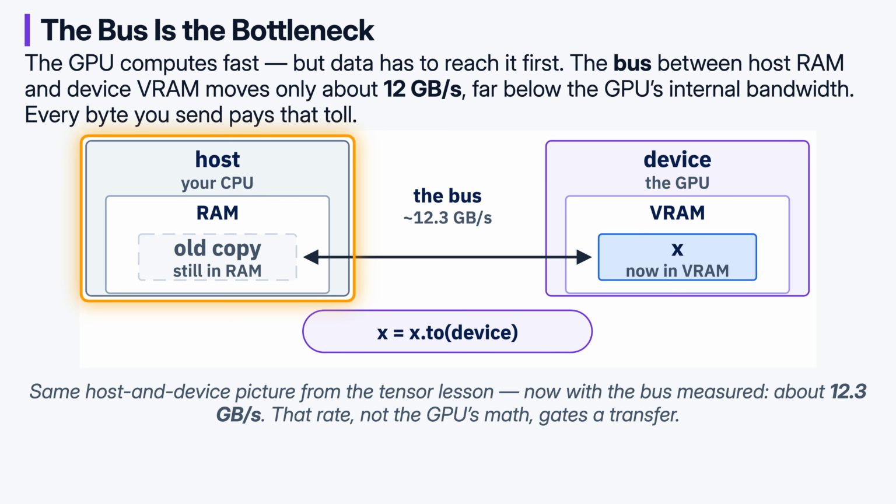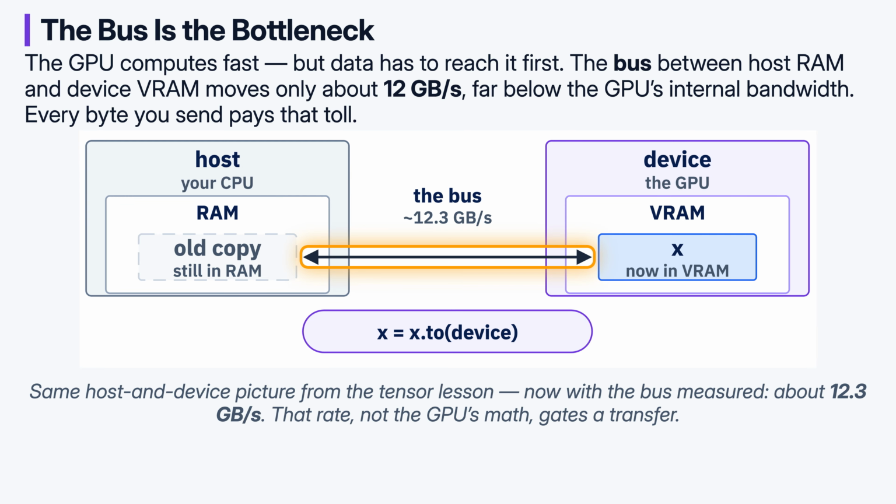This is the host. That is your CPU side of the machine. The data starts here, in host RAM. To reach the GPU, it must cross this bus. This is the slow link. We measured that crossing at about 12.3 gigabytes per second.